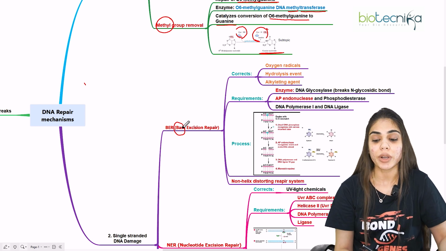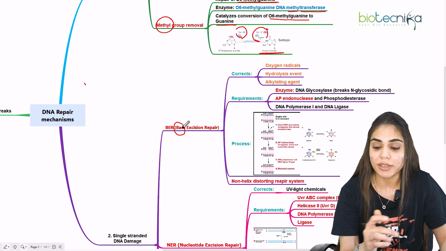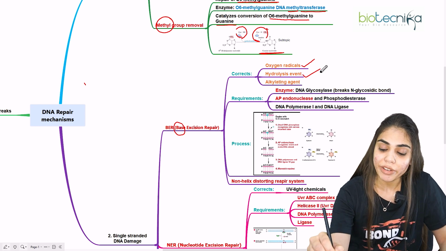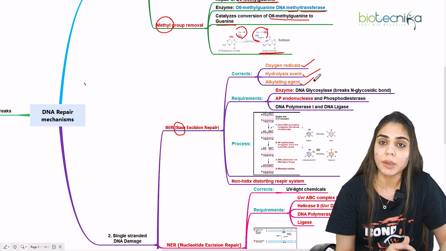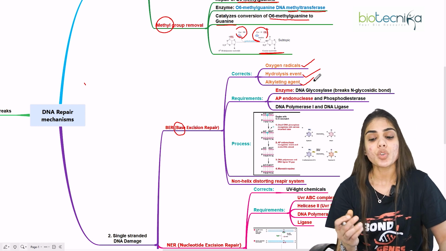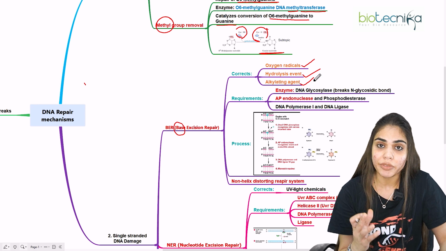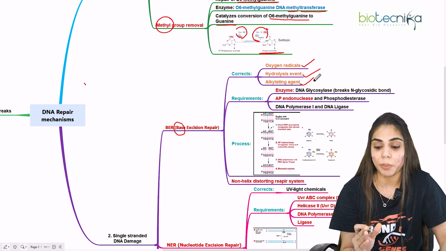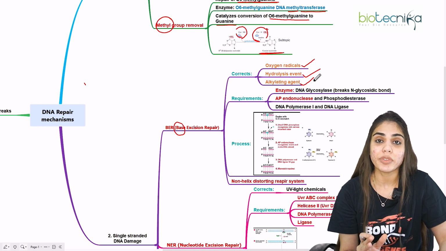So this is used to correct the oxidative damage if it has happened to the cell, if any kind of hydrolysis event has occurred, or if any alkylating agent has acted upon the DNA and has added any kind of alkyl or ethyl group. So if these groups are added, or if these damages have occurred in the DNA, that will be removed by this base excision repair. So what are the requirements of this repair pathway?